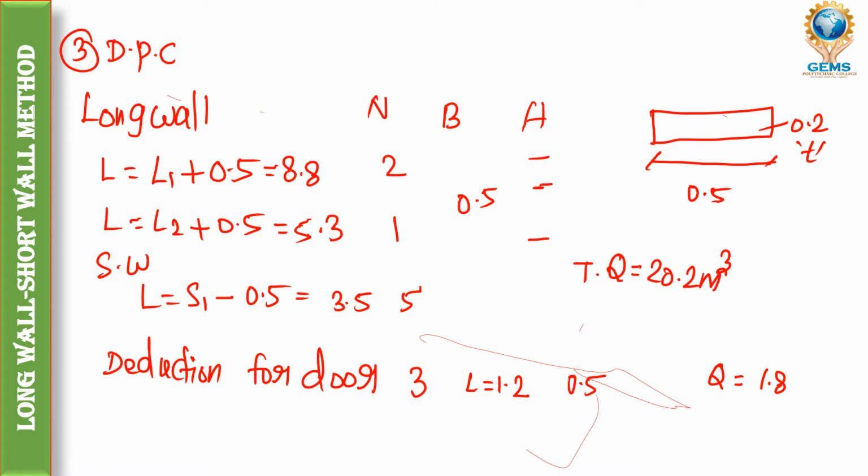So for the quantity of DPC, we need to minus that. So 20.2 we have already found. So minus the deduction of door we need to subtract. So 20.2 minus 1.8 equal to 18.4. Okay, 18.4 meter square. We are not considering the height, right? So it will be in meter square. Here also the quantity will be in meter square. Okay, so this is the value of DPC. This is the third case.